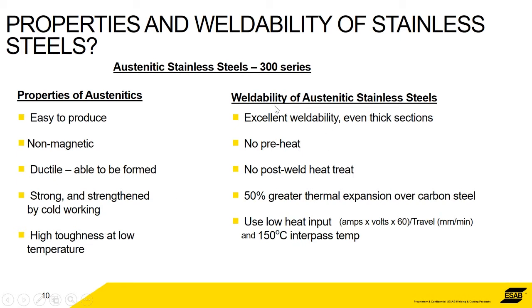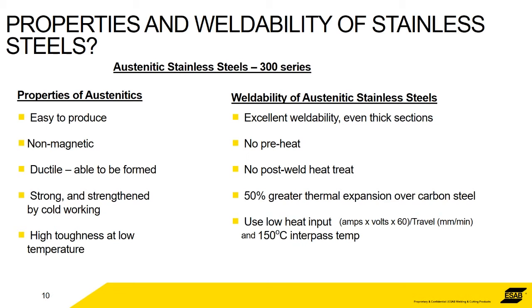Transferring that over to weldability, the austenitics, the 300 series, have excellent weldability even in thick sections. That being said, you wouldn't expect to use a preheat, and you wouldn't expect to use a post-weld heat treatment. Okay, so one thing to bear in mind for a welder that's new to welding an austenitic stainless steel is the thermal expansion. This is quite surprising if it's not expected, not anticipated, not known about.